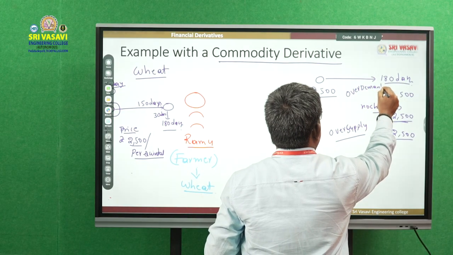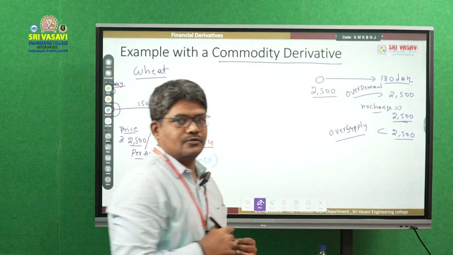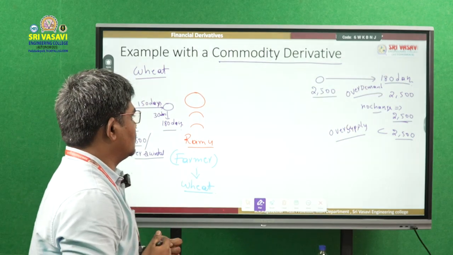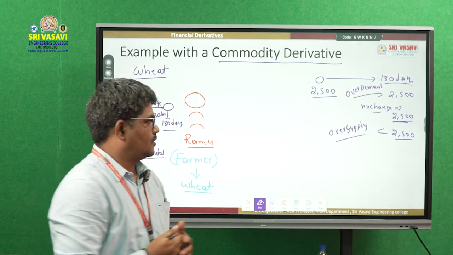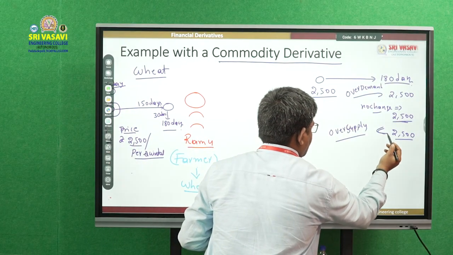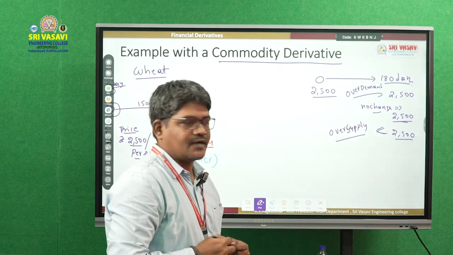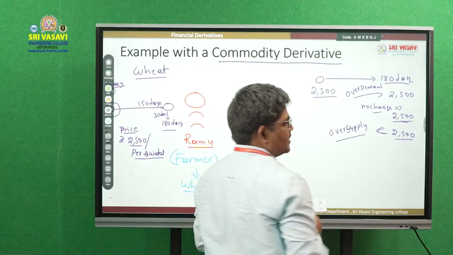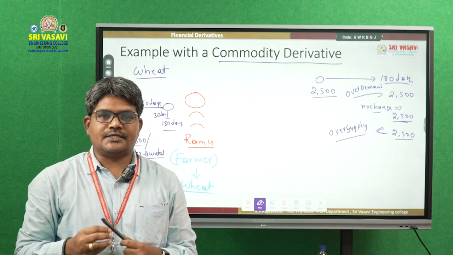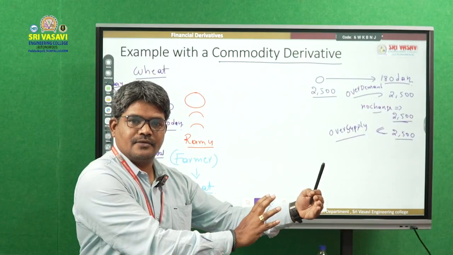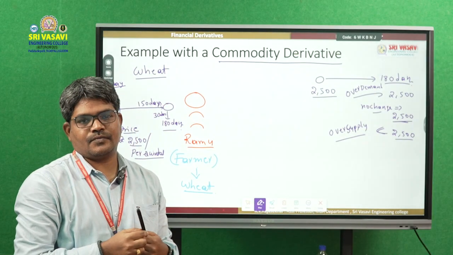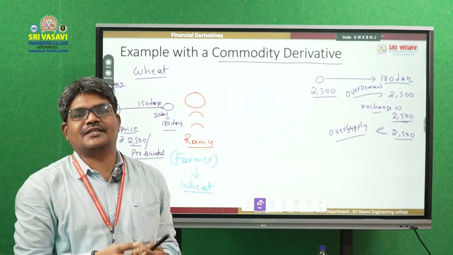In case of over demand, the price will increase to more than 2,500. Now assume yourself is Ramu. When will you be happy? You will be happy if the price is less than 2,500 or if the price is greater than 2,500. As a Ramu, as a farmer, you have an output, you want to sell it, you want to encash the money. Definitely, you are on the seller side.